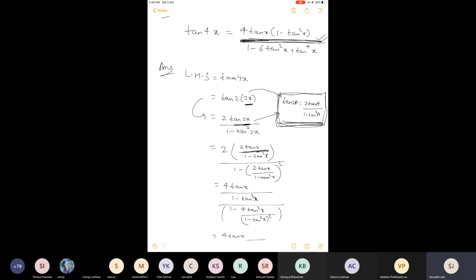First of all, I am using it for tan 4x, and then I am using it for tan 2x. So from 4x you will reach 2x, and from 2x you will move to x. Why? For tan 2x here, in place of a you put x. So tan 2x will be 2 tan x upon 1 minus tan squared x. That is what I have used here.